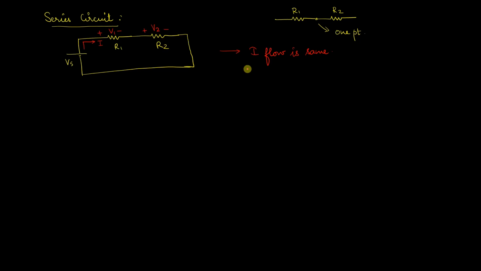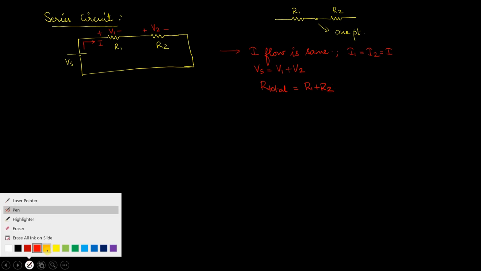But in a series circuit, in general case, we have the source voltage to be equal to the sum of the voltage drops in the individual circuit elements. So I can write Vs is equal to V1 plus V2. And the current, if I say across R1 is I1 and current across say R2 is I2, then I can say I1 is equal to I2 is equal to I. Now resistances in series are generally added, so you can say the total equivalent resistance will be equal to R1 plus R2.